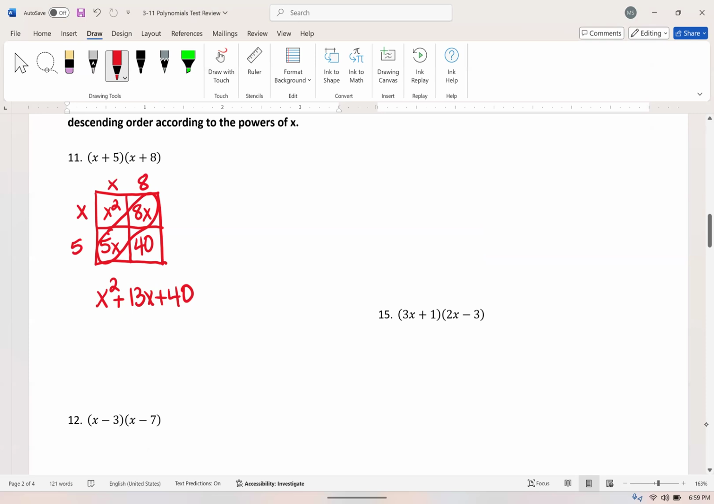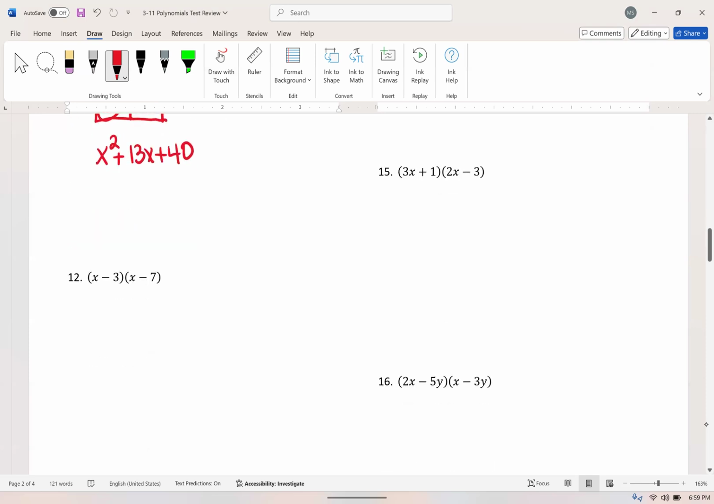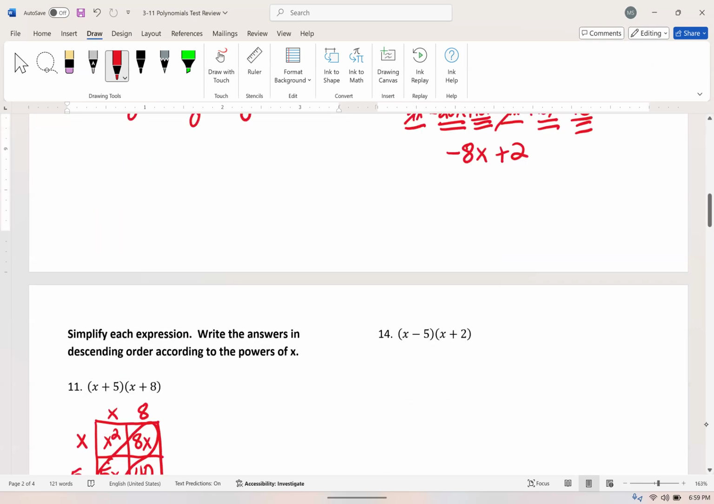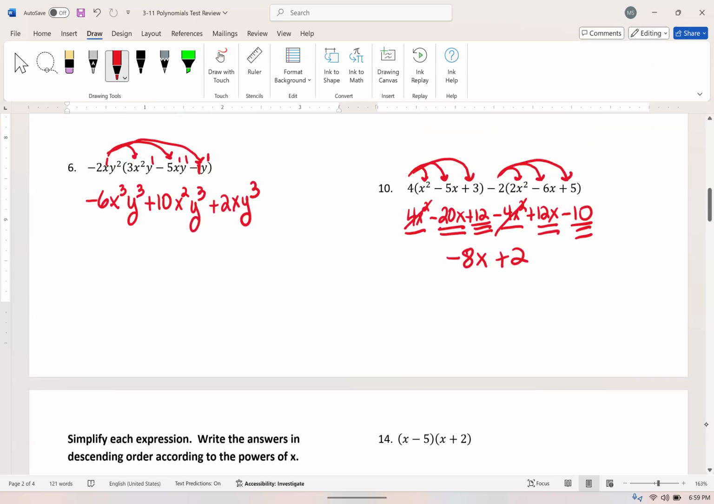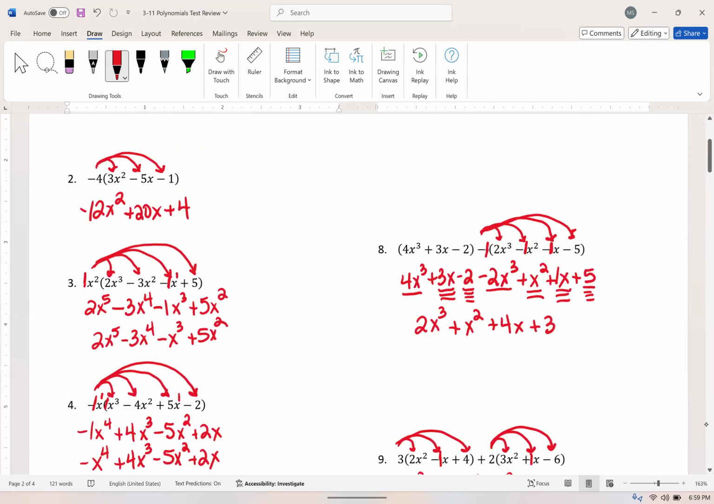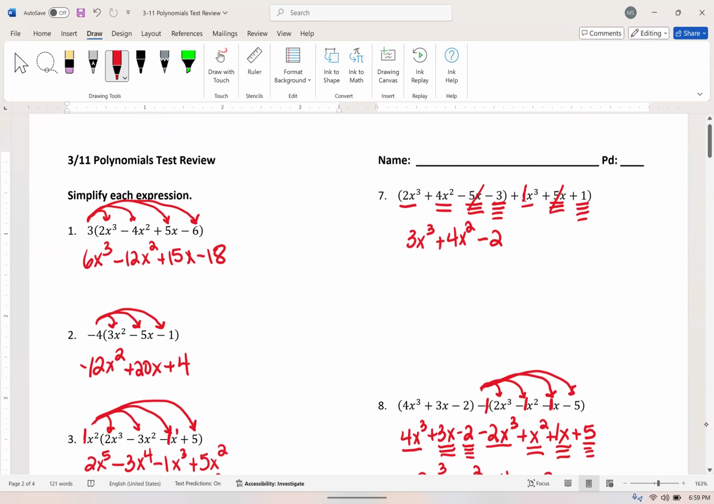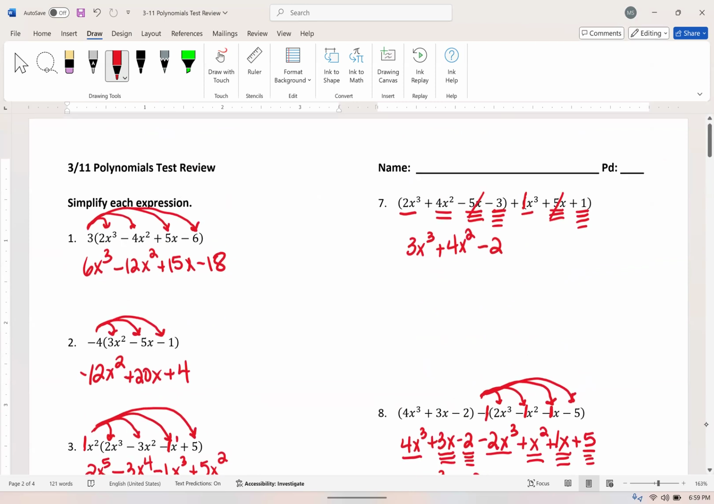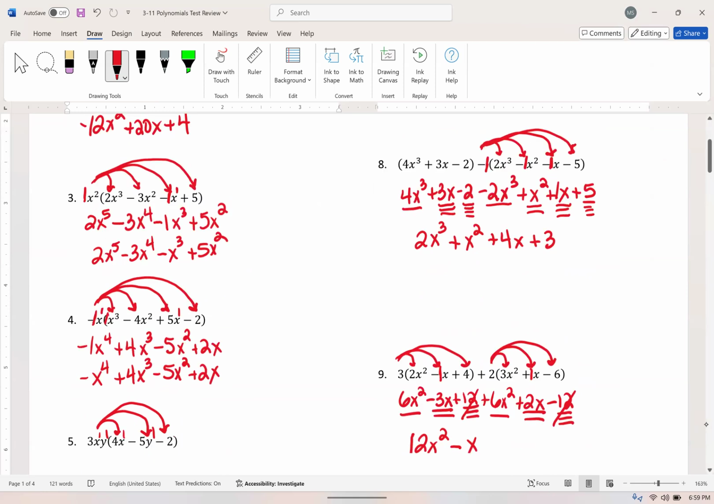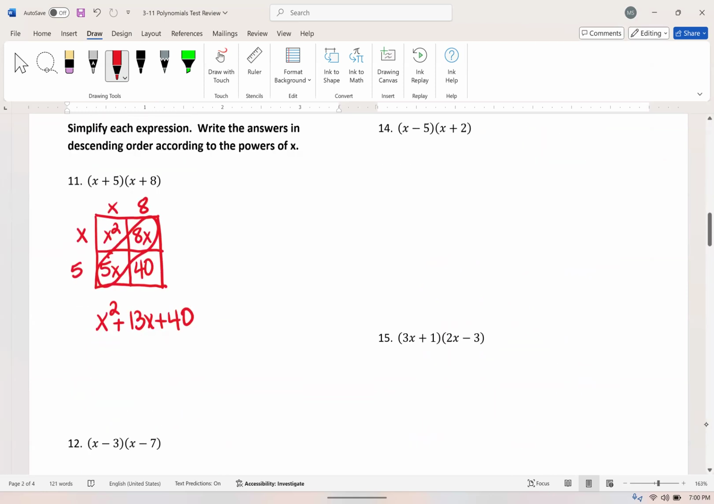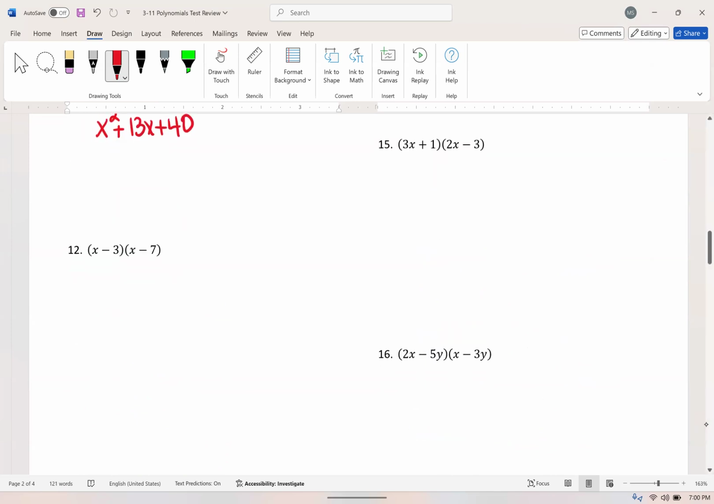Okay, let's take a look at number 12. Oh, before I go any further, I just want to make a distinction between number 11 and problems like number 7. In number 7, we had two sets of parentheses, but there was a plus sign there. So that's just combining like terms. That is not making a box. But when you do multiplication between two sets of parentheses like this, that's when you need to start making a box. So let's look at number 12.